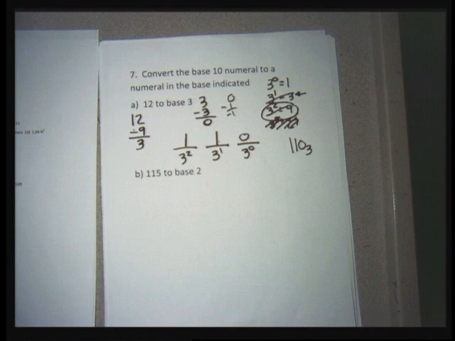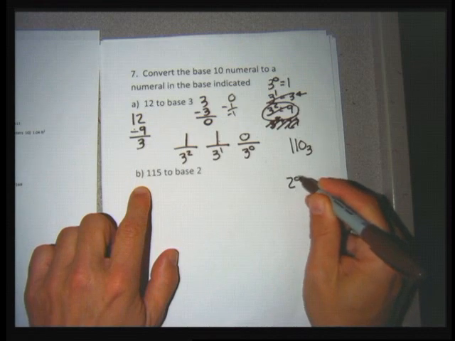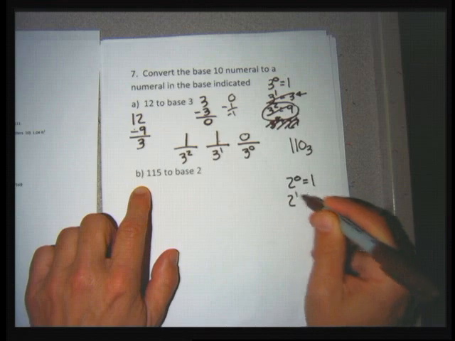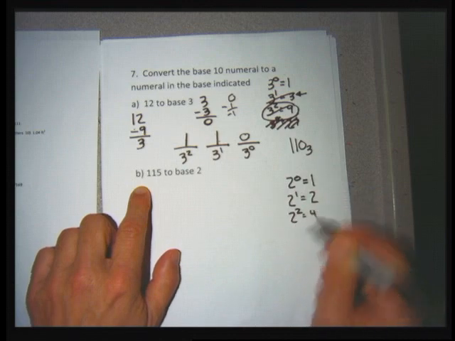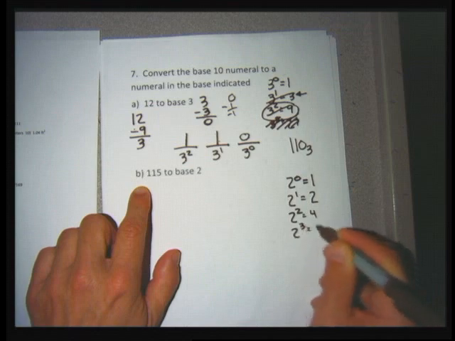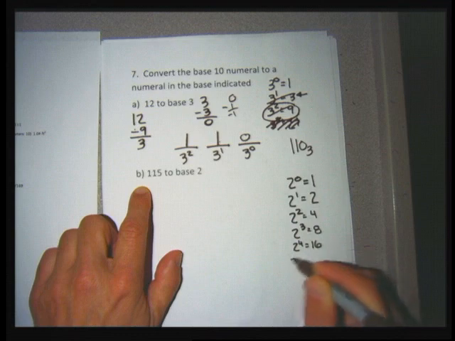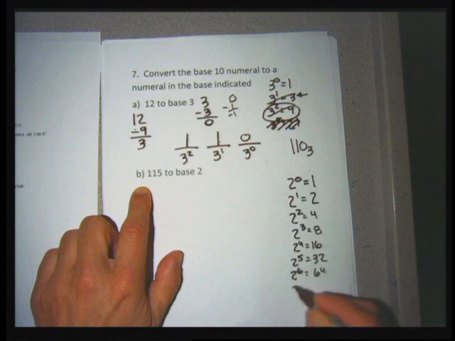I'm going to do something similar for part B. I'm going to write down all the powers of 2 until I get over 115. So 2 to the 0 is 1, 2 to the first power is 2, 2 to the second power is 4, 2 to the third power is 8, 2 to the fourth power is 16, 2 to the fifth power is 32, 2 to the sixth power is 64, 2 to the seventh power is 128.